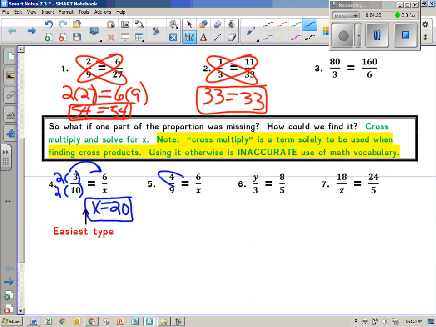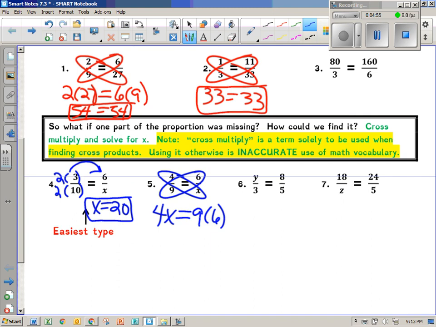So we're going to multiply 4 times x, and then 9 times 6, and it really doesn't matter which side those 4x or 9 times 6 is written on. I prefer just to always put the variable on the left, but you can do it either way. I'm going to wait a minute before I divide, because remember, now we're to the point where we want to get rid of this 4, so we want to divide both sides by 4.